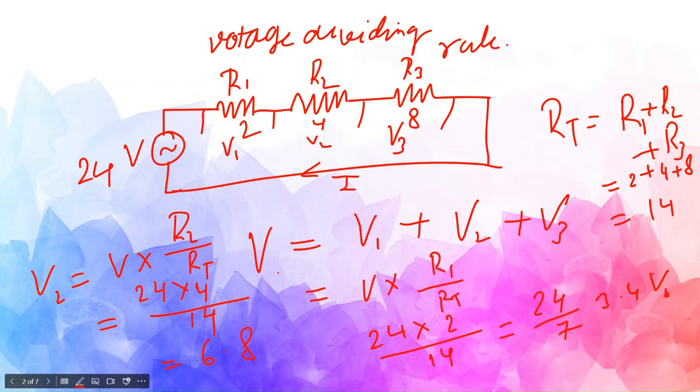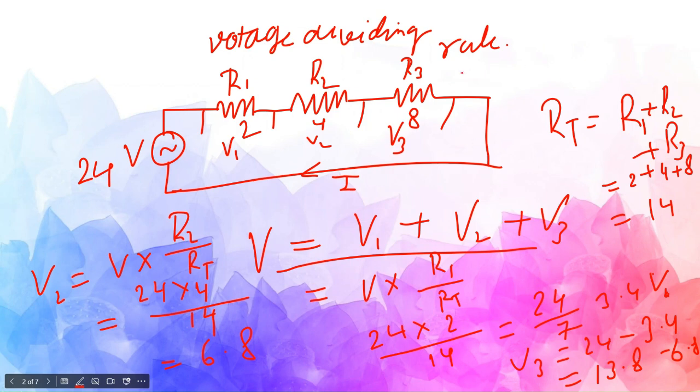Now with this formula we can simply calculate how much is V3. It is V minus V1 plus V2. So V3 equal to 24 minus 3.4 minus 6.8. So it becomes 13.8. Now we can calculate the same thing using this formula.